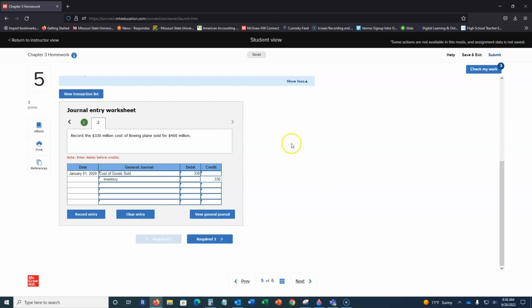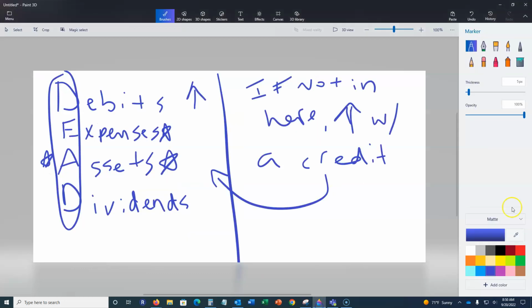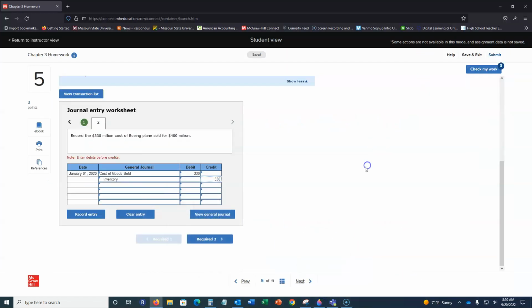How do we know we need to credit inventory? Well, inventory is an asset. It lives right here, but we're decreasing it. So if we're going to decrease something that increases with a debit, we need to credit it. We just do the opposite. So we're going to credit that for $330 million.